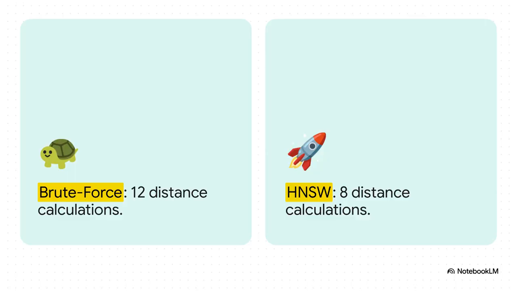So let's just pause and think about what happened. We found our answer with only 8 distance checks. The brute force method would have taken 12. I know, that doesn't sound like a huge difference here, but imagine if this was a map with millions or even billions of points. The efficiency gain isn't just a little better, it's monumental.